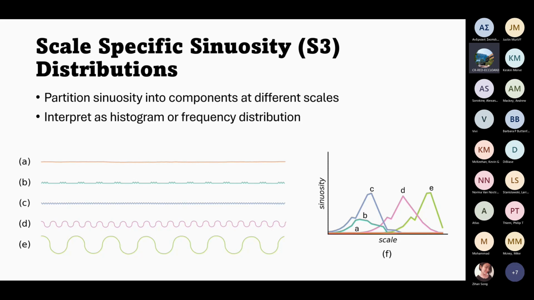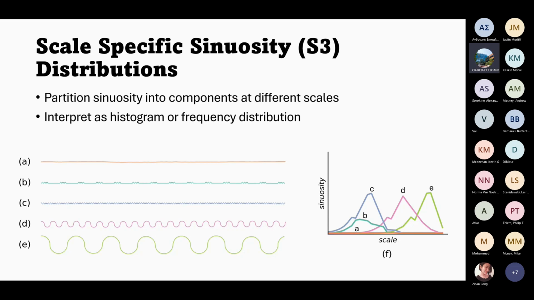Going through the first half, A, B, and C, we go from a straight line to a line with a few small meanders to a line which is all small meanders. And so on the S3 distribution graphs, A, B, C go from flat, going up a little bit, and going up higher, but all at the same position on the x-axis, because the degree of sinuosity is increasing, but the scale, the size of the meanders, is not. So they're all in the same position on the x-axis.